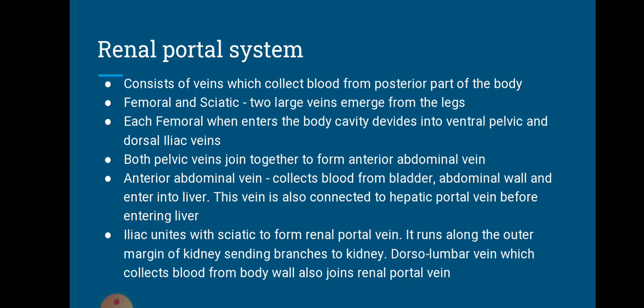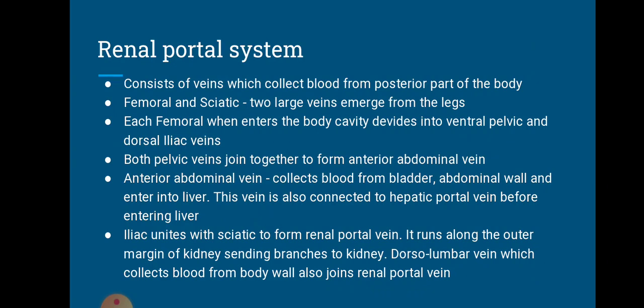So there are two major veins in the legs known as the femoral and the sciatic vein. Each femoral vein, when it enters the body cavity, divides into two veins: pelvic vein and iliac vein. Pelvic vein is placed ventrally and iliac vein is placed dorsally. Both pelvic veins join together to form the anterior abdominal vein. This anterior abdominal vein collects blood from the bladder and abdominal wall, and then enters into the liver. And this vein is also connected to the hepatic portal vein before entering into the liver.